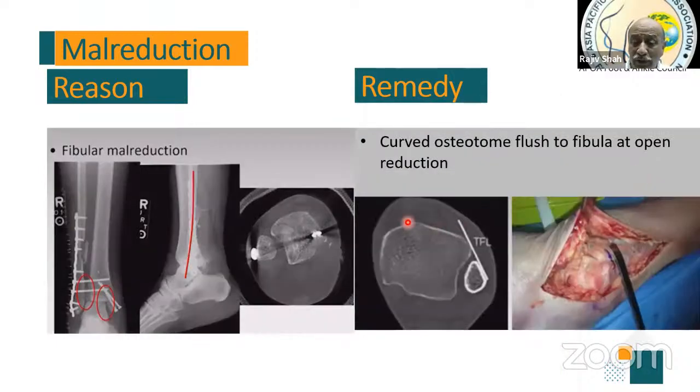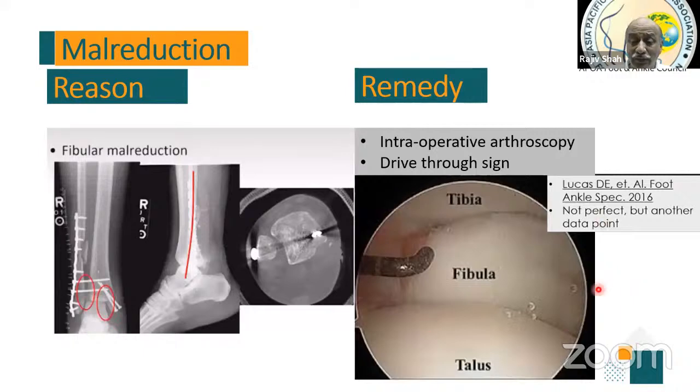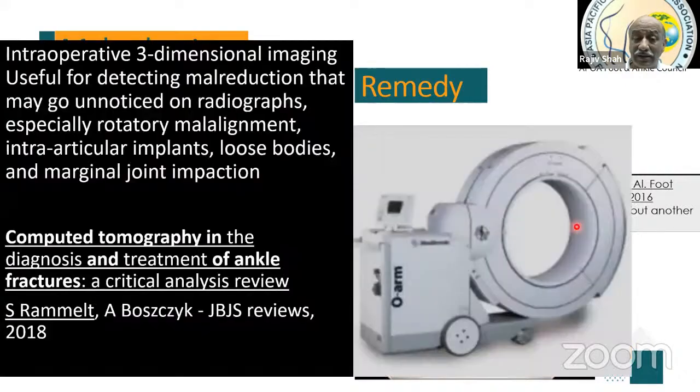They say that you put in a curved osteotomy flush to the fibula at open reduction, and when this curved osteotomy traverses flush to the fibular surface, it would definitely mean that if it is touching the tibia, the fibula is not malreduced into the syndesmosis. And the drive-through sign, as I said in arthroscopy, will help you to prevent malreduction of the syndesmosis.